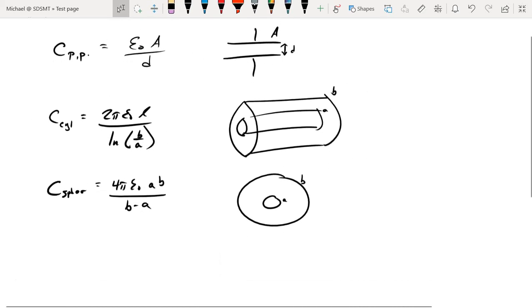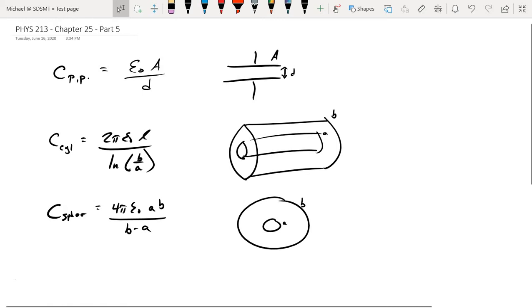So each one of these derivations was based on the idea that there was nothing in between the layers of our capacitance surfaces. In other words, each of our conducting surfaces was separated by vacuum or air. And as a result, we've been using epsilon naught to take that into account.